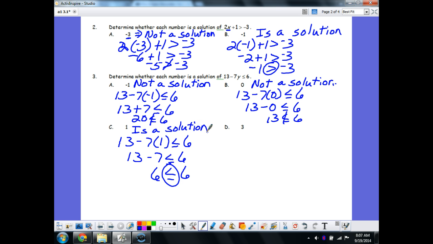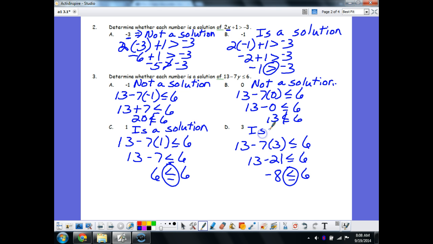And finally, for letter D, when we substitute 3 in, is 13 minus 7 times 3 less than or equal to 6? So is 13 minus 21, 7 times 3, less than or equal to 6? When adding those, we get negative 8. Is that less than or equal to 6? The answer is yes. So 3 is a solution.